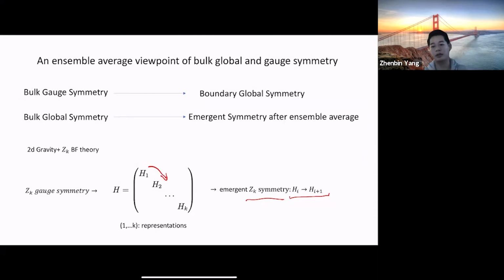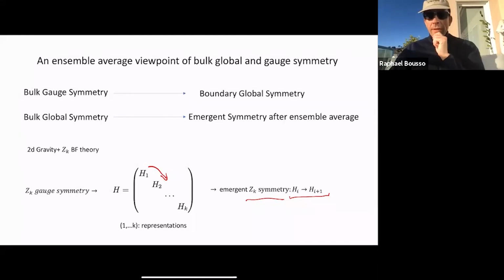Another model is the SYK model, where in the boundary, yeah.